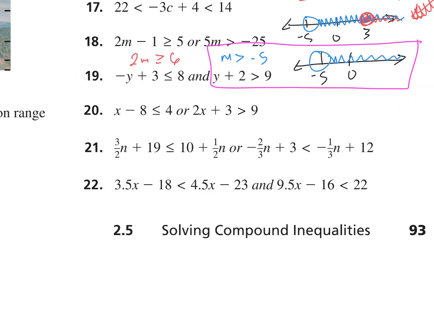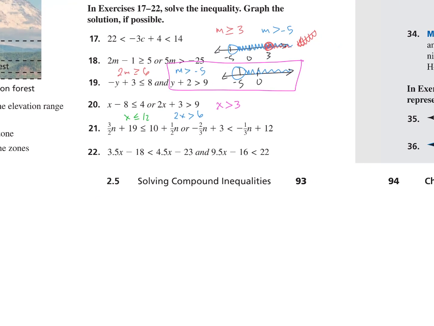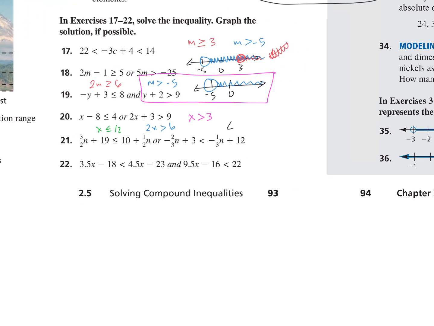We're going to add 8 right here. X is now less than or equal to 12. Or, let's do this one in blue, 2x. We're going to subtract 3 to get 6. We're going to divide by 2, and we get x is greater than 3. Okay, let's see what this one ends up looking like. Here's our graph. We're going to do the green one. Here, hang on. Let's do 0, 3, and 12.